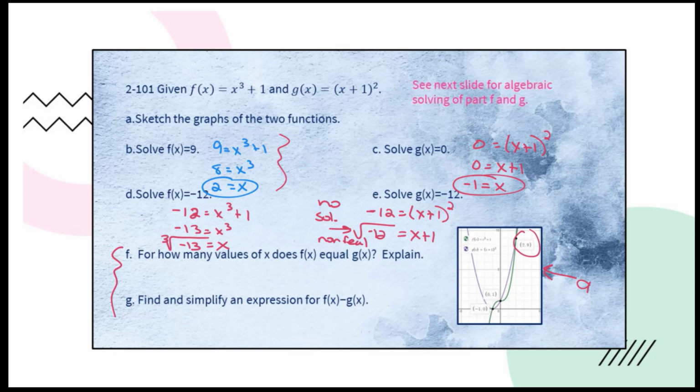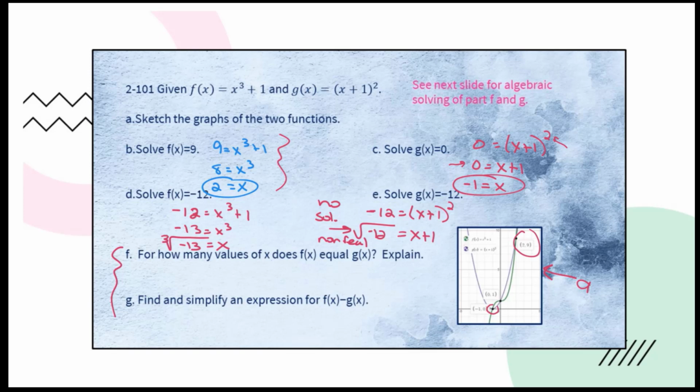If I set them equal to each other, I'm going to take the square root of each side. So that leaves it at 0 equals x plus 1, so x equals negative 1. That means my point is at negative 1, 0. And here it is right there, okay?